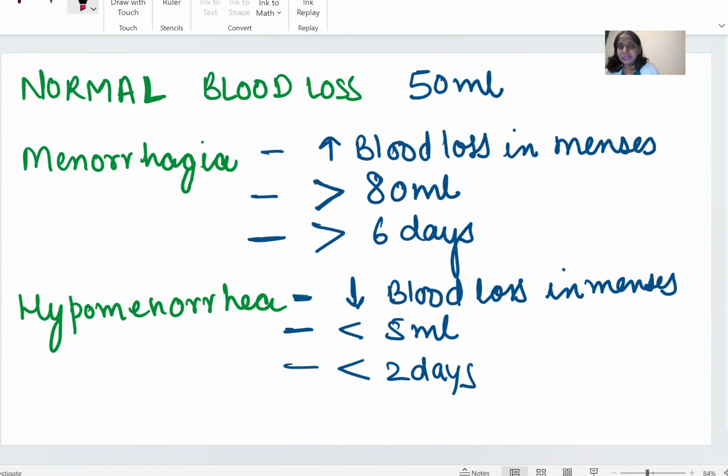What is the normal blood loss? These basic things are quite often asked. Normal blood loss is around 50 ml. If the blood loss is increased, then it is menorrhagia. The term menorrhagia is used when the blood loss is more than 80 ml or more than 6 days. So what is the definition here? Even if the days are increased, we say that it is menorrhagia. What is hypomenorrhea? Hypomenorrhea is when the blood loss is decreased, either less than 5 ml, which is very little, or less than 2 days.